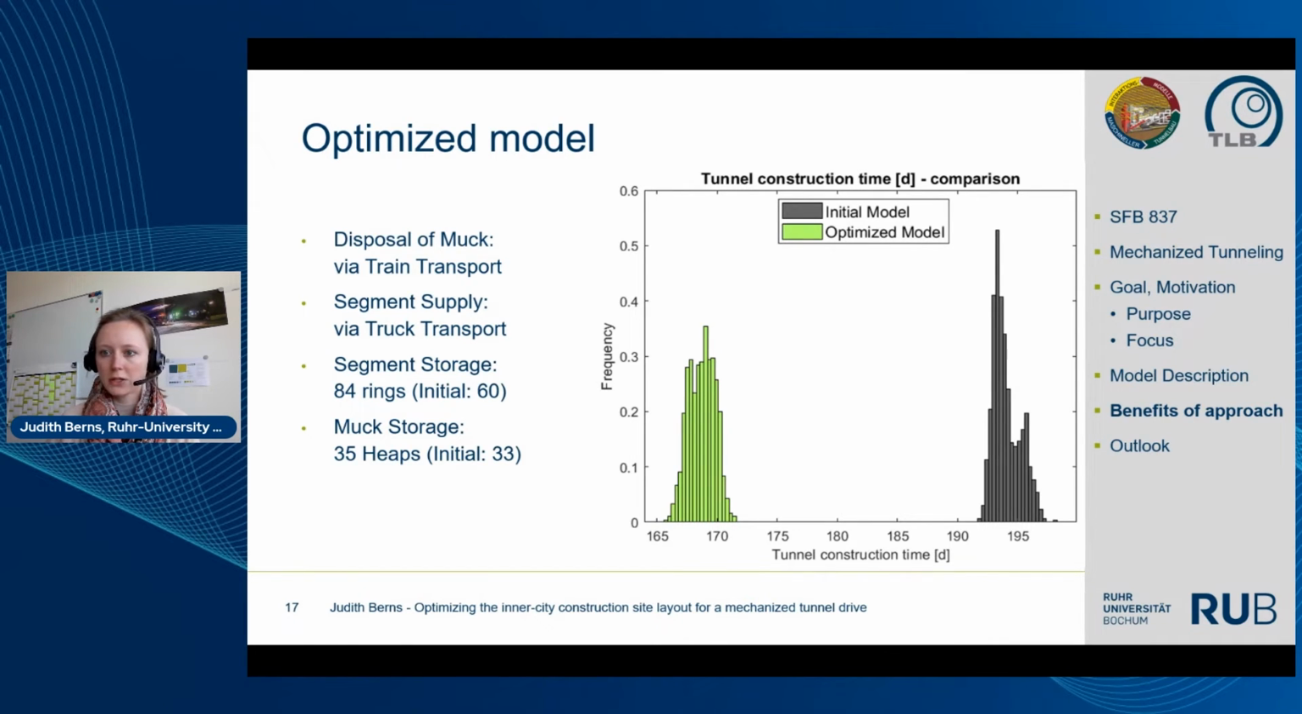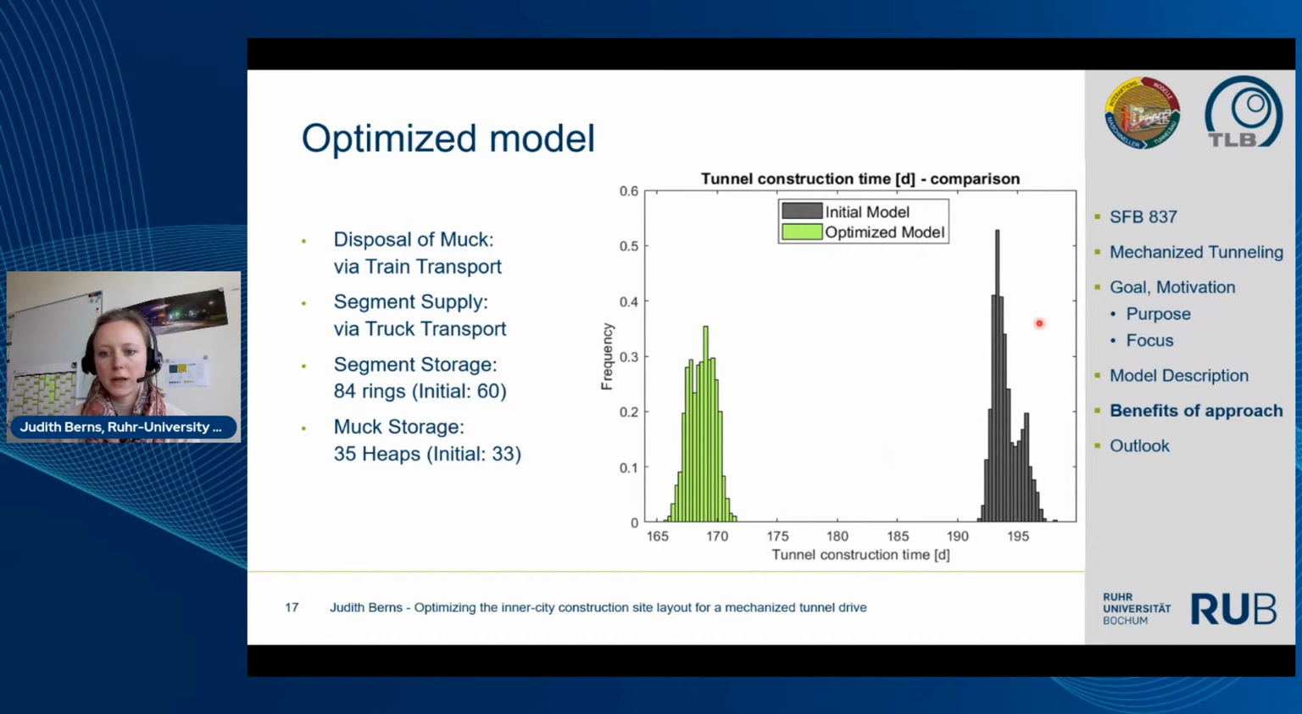Each variation was evaluated with respect to the tunnel construction and downtime and the inner city boundary conditions. Inner city boundaries would be something like the number of trucks approaching the construction site every day. Based on the analysis of the model variations, an optimized model was created which is suitable for the inner city boundary conditions and enables the shortest possible construction time. Finally, in the optimized model, so this one, the disposal of the muck was implemented with trains instead of trucks, and the size of the storages was increased minimally.